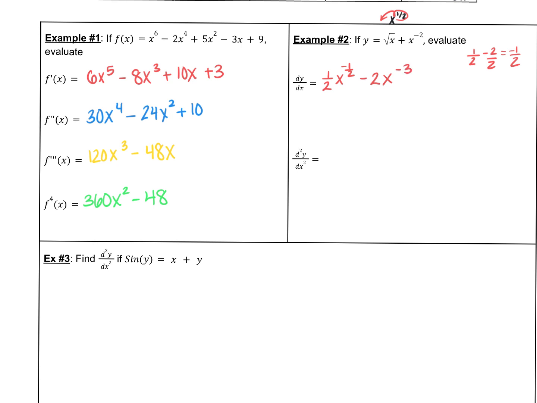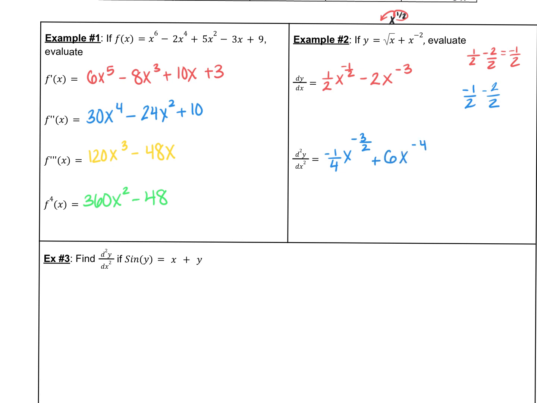So now if I want d squared y over dx squared, that's the same thing as saying take the second derivative. So we're going to multiply the negative 1/2 times the 1/2. That gives me negative 1/4. Keep the base, and decrease the power by 1. So negative 1/2 minus 2/2 is negative 3/2. And then the second term is just another basic power rule. Take the negative 3 times the 2, give that to be 6, keep the base, and decrease the power by 1.